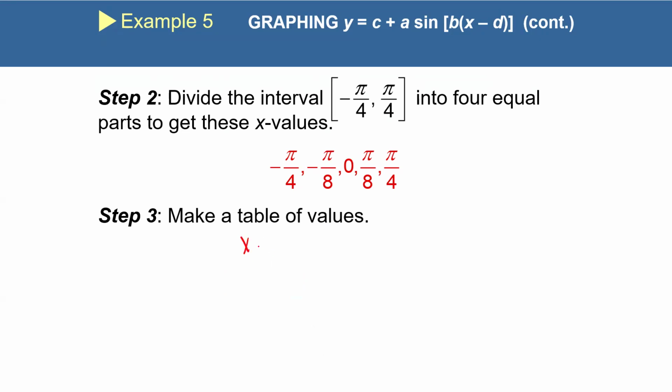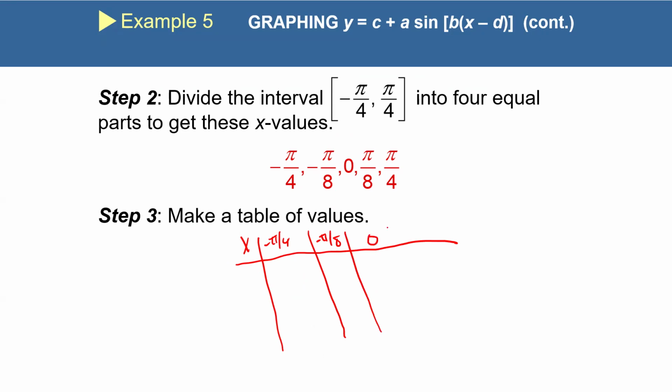So we have our x's. Our first x is at negative pi over 4. I don't know why I'm drawing sideways. We're just going to go with it. Negative pi over 8. We're at 0. We're at pi over 8. And we're at pi over 4. Okay, so our x's are done. Our y's are what we've got to figure out.